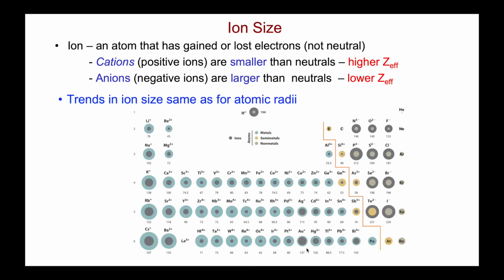So here are the trends in ion size across the periodic table. As I mentioned, the trends are similar to those we have seen in the atoms, the size increasing as we go from right to left, and also increasing as we go down a given group.